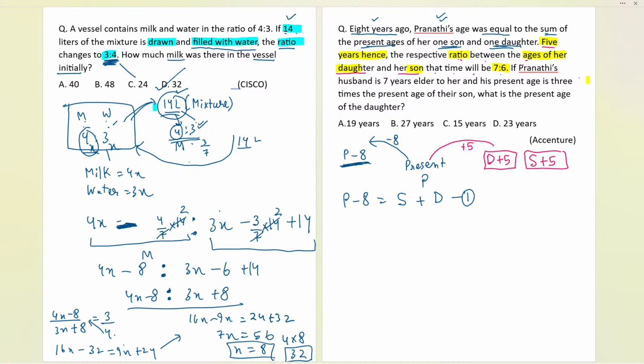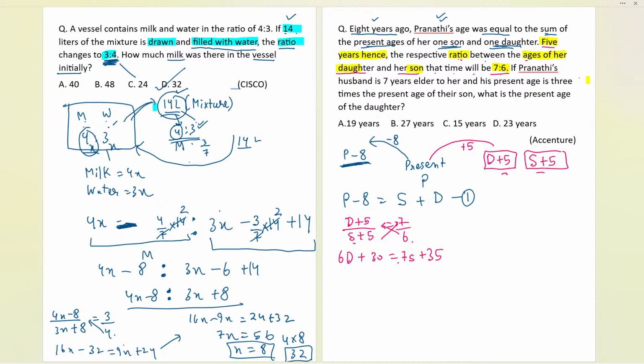The ratio given over here between the ages of daughter and son is 7:6. So now the ratio of these two is given as 7:6. So let us write D plus 5 divided by S plus 5 is equal to 7 by 6. That is the ratio we have. Let us now cross multiply. If I cross multiply, 6 taken on the other side, it will be 6 times D plus 30 is equal to 7 times S. Okay, and 7 times 5 is 35 over here we have got.